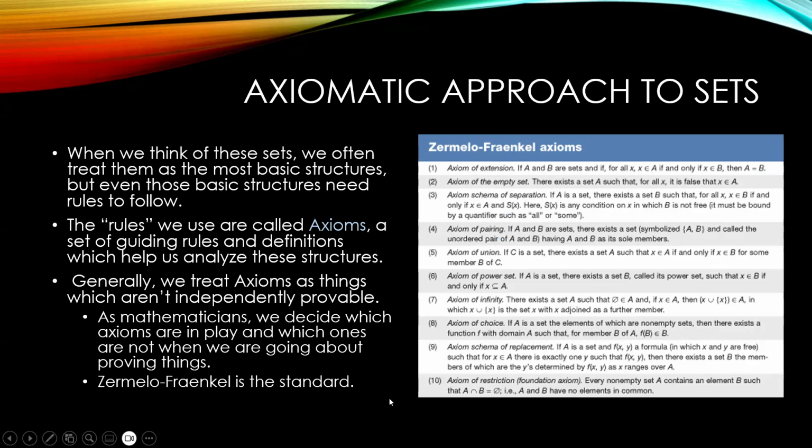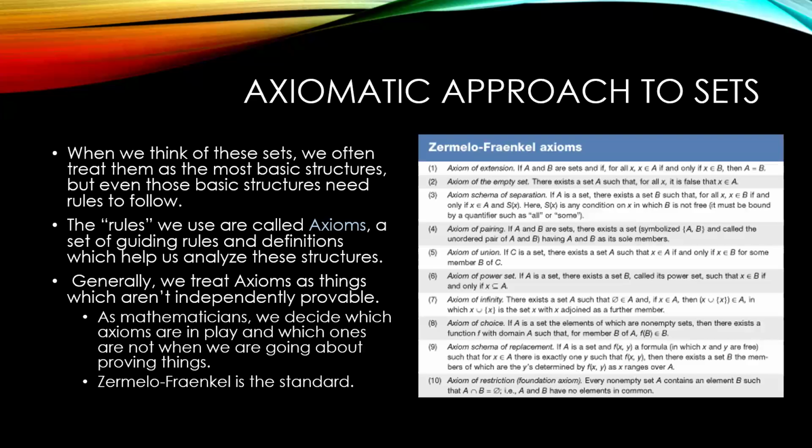Some of them we often will say, hey, maybe it's not true. For instance, the axiom of choice. If A is a set, the elements of which are non-empty sets, then there exists a function f with domain A such that for members B of A, f of B is an element of B. It's a complicated one, but it's one which we often ask questions about, saying, if we don't have this axiom, what happens to certain fields? It ends up being that we get different approaches to mathematics depending on which axioms we set as true and which ones we set as false.